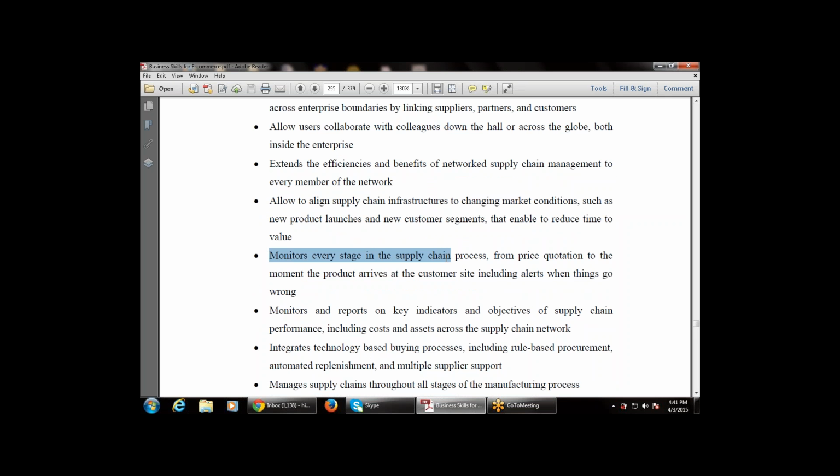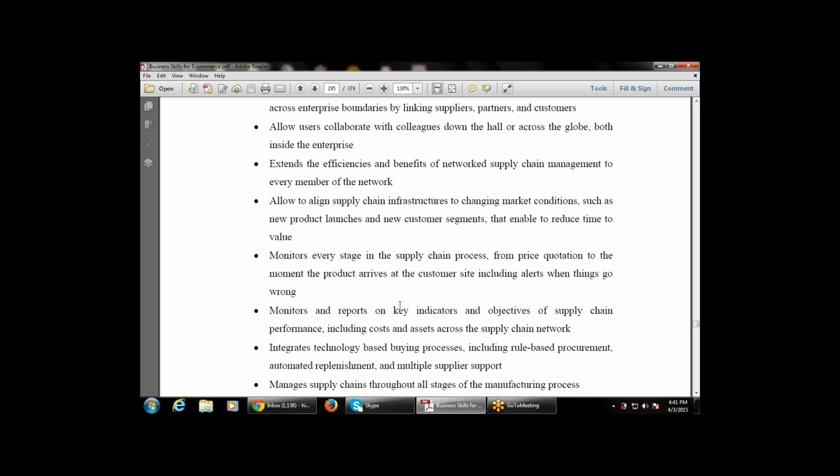Then the internet also monitors every stage in the supply chain process, whether it is from the manufacturer end, the supplier end, or the retailer end, at any end. The internet monitors every stage in the supply chain process. Then the internet also monitors and reports on key indicators and objectives of supply chain performance, including cost and assets across the supply chain network.